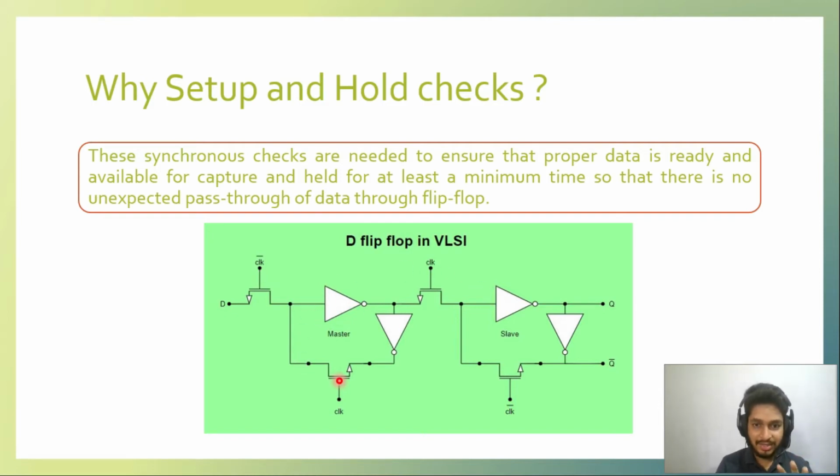What is actually the setup time? Let's understand that. This is a master-slave topology. So the clock is the controller which controls the data transfer here. So when clock is 0, the data is transferred here to these NOT gates, and since when clock is 0, this is 1, right? When clock is 0, the data is latched in, and when clock is 1, it is transferred to the output. That's how it works, right?